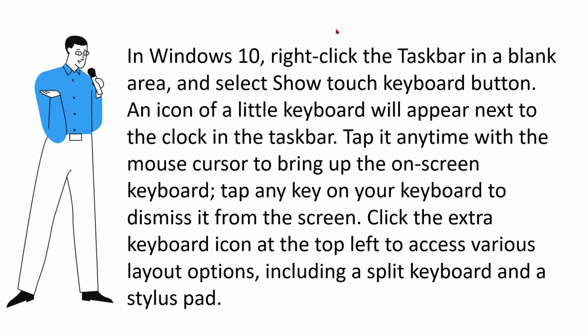In Windows 10, you right-click the taskbar in a blank area and select Show Touch Keyboard Button. An icon of a little keyboard will appear next to the clock in the taskbar. You tap at any time with the mouse cursor to bring up the on-screen keyboard. Tap any key on your keyboard to dismiss it from the screen. Click the extra keyboard icon on the top left to access various layout options, including a split keyboard and a stylus pad.